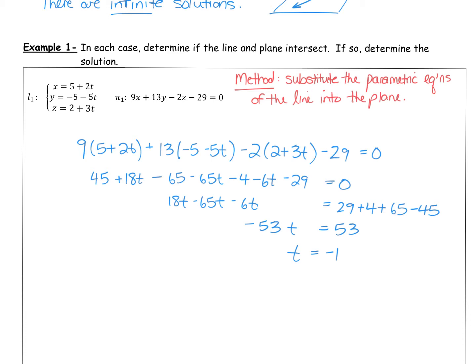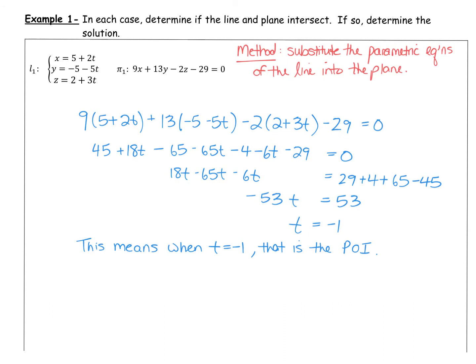This means that when t equals -1, that is the point of intersection, and we can find the point, the x, y, z of the point, by subbing that -1 into the line. So let's go ahead and do that. When t equals -1, that is the point of intersection, meaning, of course, they intersect at one point, and there is one solution. Let's go ahead and just find that point.